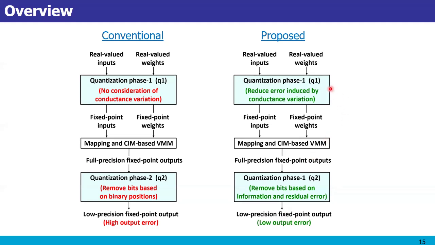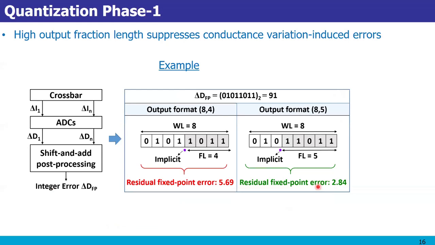Now, in the next couple of slides, we'll look at how phase one works, how phase two works, and how those two will be combined into a full algorithm. So starting with phase one, the key idea is that if you can tune the fixed point format of your output, the higher the fraction length, the lesser is the impact of the error. As an example, consider this simple system on the left. You have a crossbar, and it produces some error currents. We are assuming the outputs to be ideal plus delta. I have removed the ideal because the discussion is only about the errors.